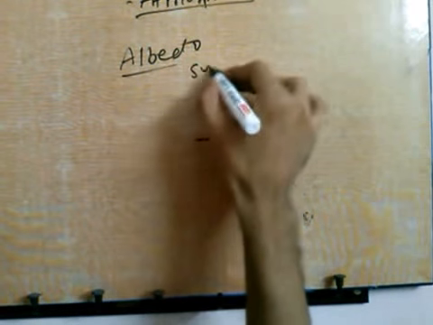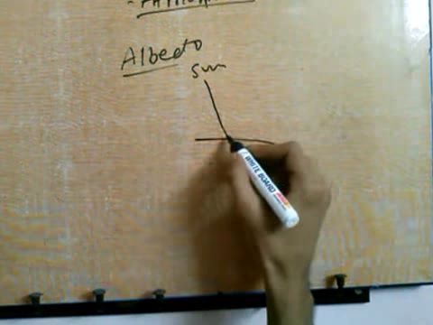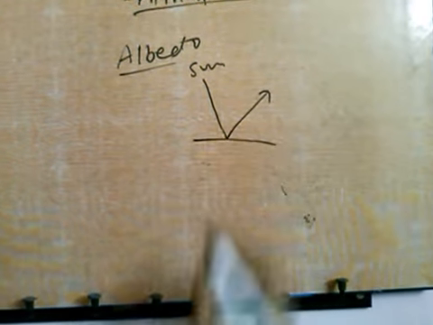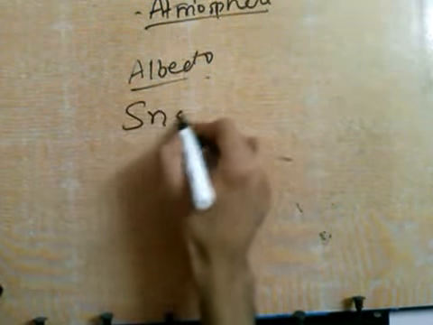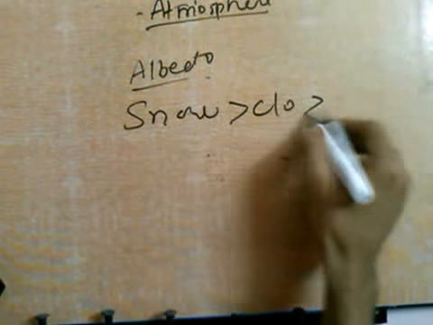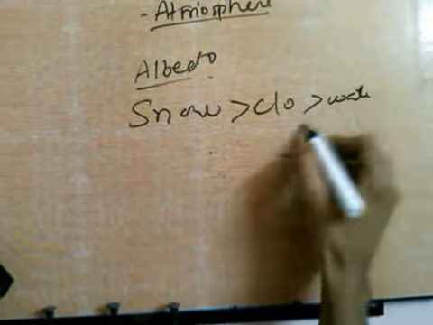Okay, fine. So we have to see what is albedo. Albedo is the sun rays which are reflected from the Earth's surface. The albedo of snow is greater than that of cloud, which is greater than that of water, which is greater than that of land. So this is very important. Study this.